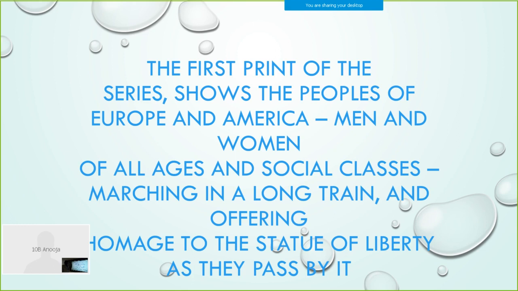So in the first print, Frederick Sorrieu is visualizing the world with such a social order, a democratic republic with equality. Men and women of all ages and all social classes are marching in front of the Statue of Liberty and paying homage to it. They are giving respect to it.